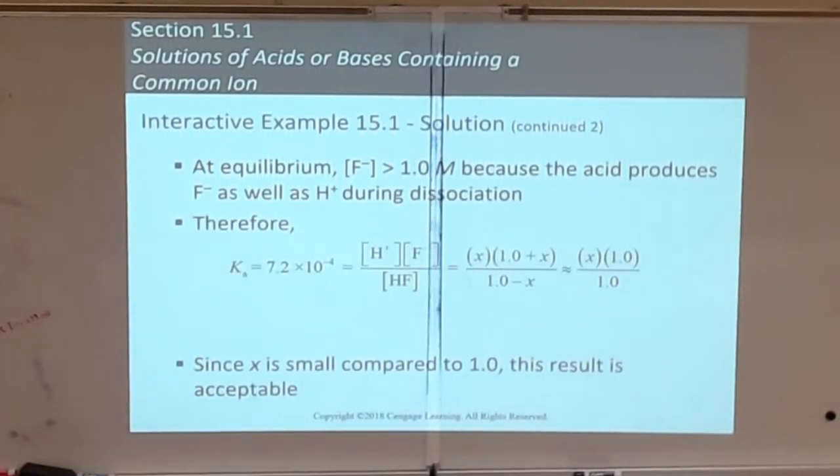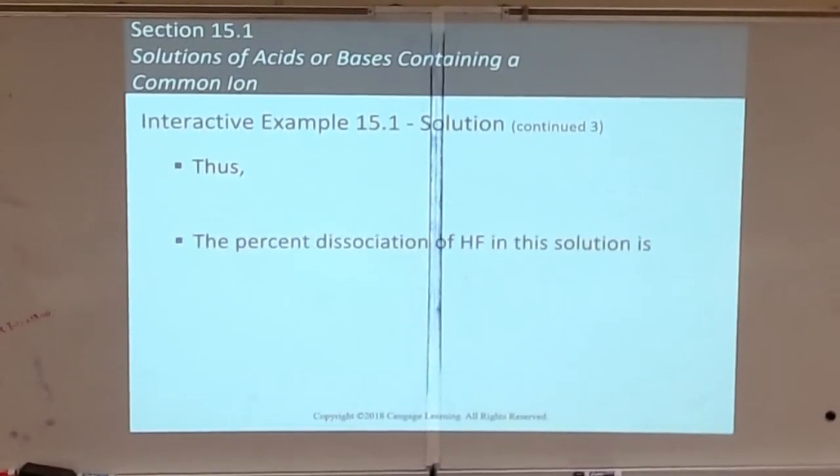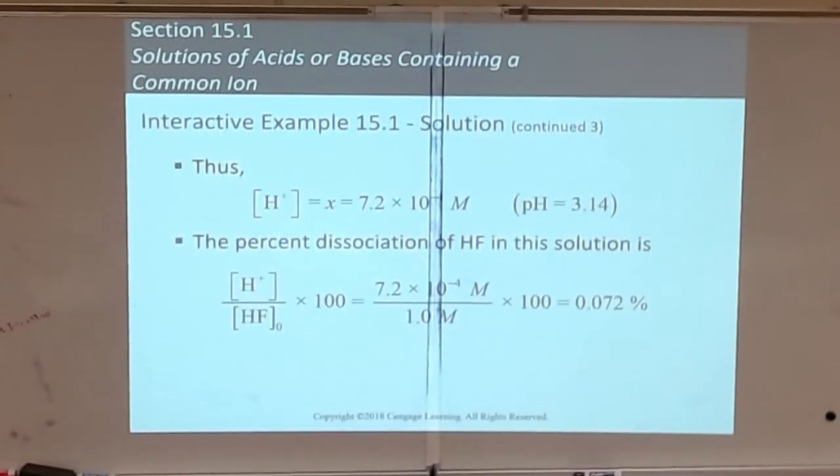All right. So salts, we know how the salts affect. Good? All right. Let's keep going. And so your pH of 3.14. The percent dissociation, 0.072. What's that?